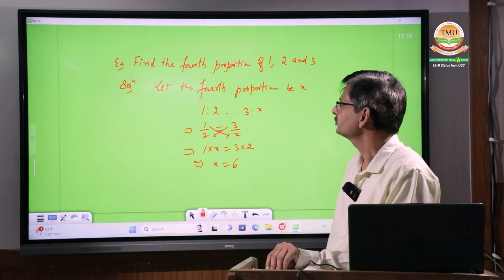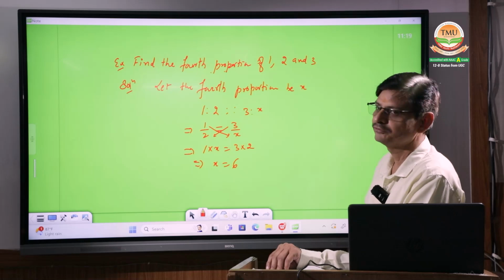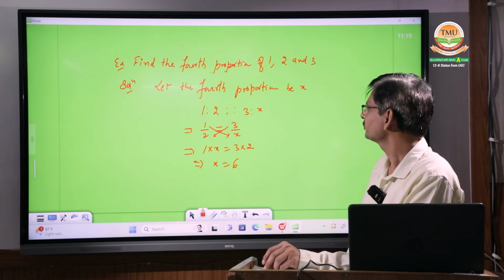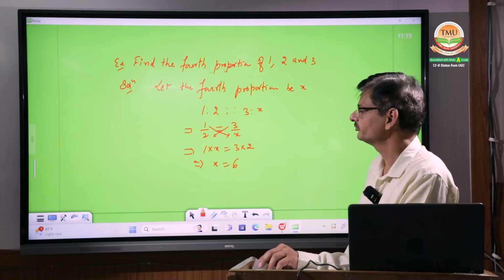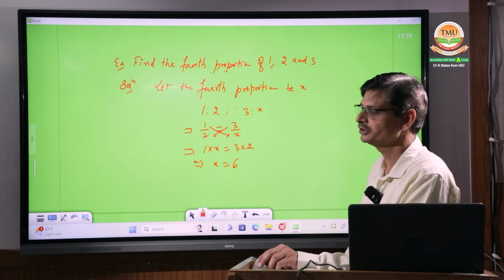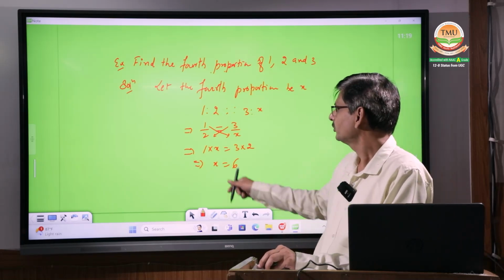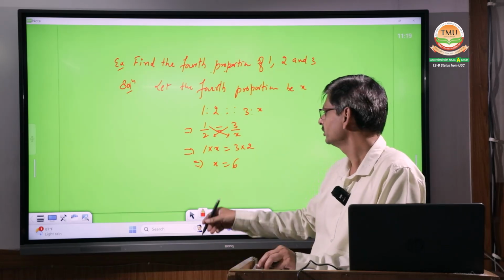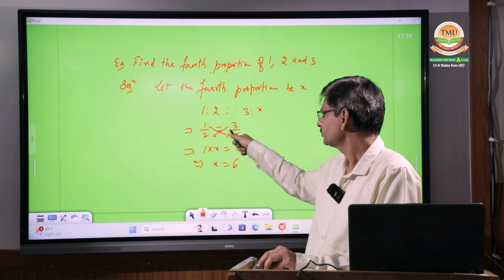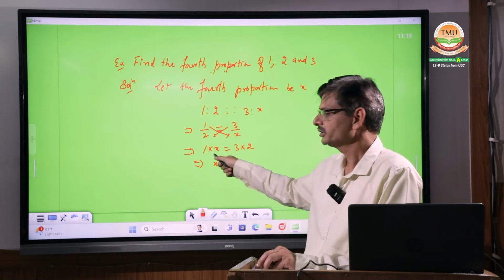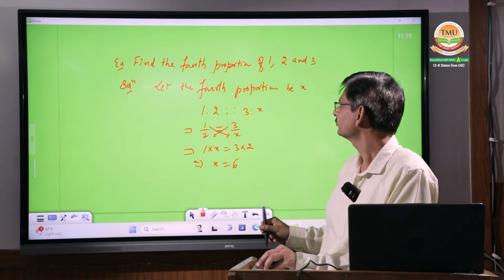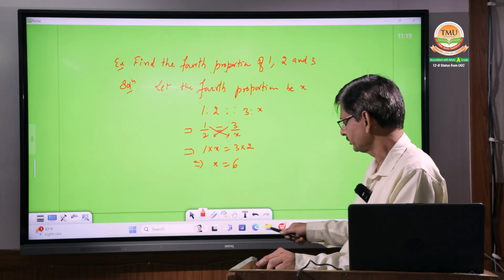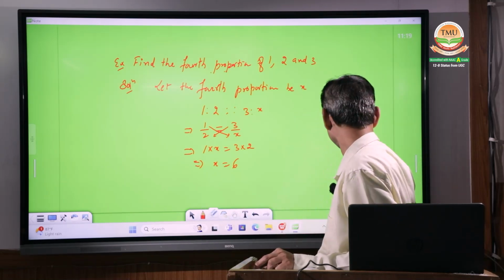Now this is the question: find the fourth proportion of 1, 2 and 3, which can be solved as, let the fourth proportion be x, then 1 is to 2 proportion 3 is to x, that is 1 upon 2 is equal to 3 upon x. Now we multiply crossly, 1 into x is equal to 3 into 2, that is x is equal to 6. This is the fourth proportion of 1, 2, 3.